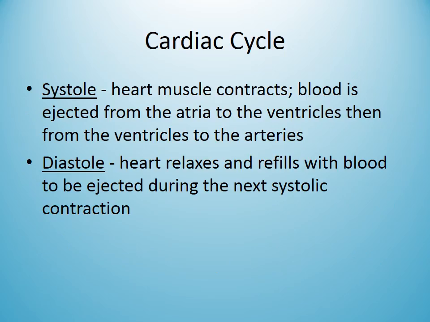So a cardiac cycle, these are terms that are very important. Systole is when the heart muscle contracts. Blood is ejected from the atria to the ventricle and from the ventricle to the arteries. And then we have diastole, which is where the heart relaxes and refills with blood to be ejected during the next systolic contraction.